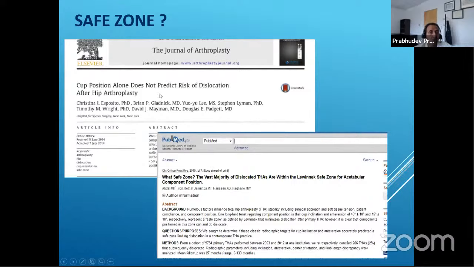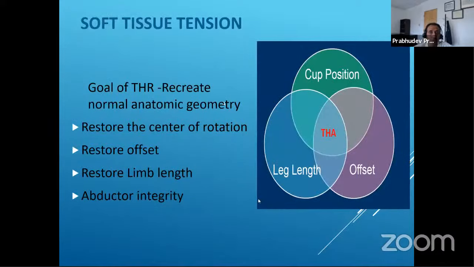So cup position alone does not predict the risk of dislocation after hip replacement. As we all know, it's very important to restore the normal anatomy, including the length and the offset, and regaining the proper soft tissue tension. So component position is definitely very important, but the goal of a good total hip replacement is to recreate the normal anatomic geometry, which includes restoring the center of rotation, restoring the offset, and restoring the appropriate length, thereby restoring the proper soft tissue tension and the abductor integrity of the hip joint.